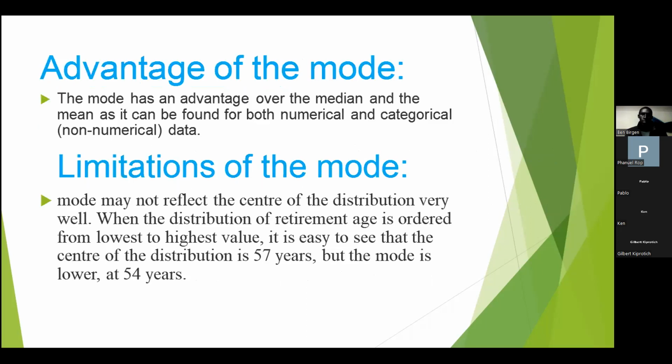The advantage of the mode is that it has an advantage over the median and the mean, as it can be found for both numerical and categorical data. The limitation of the mode is that it may not reflect the center of the distribution very well, so it may not represent the center of the distribution.